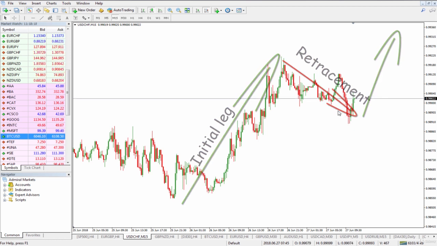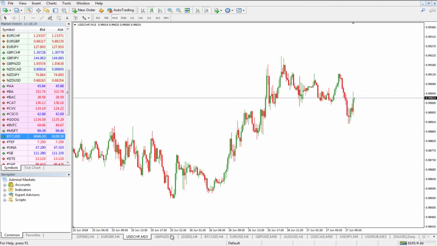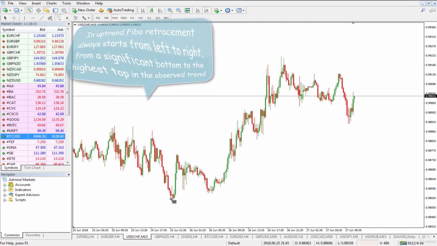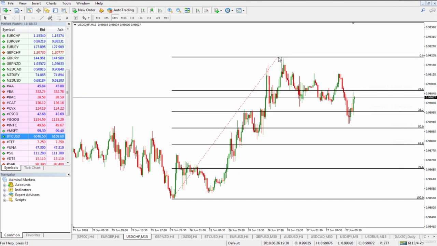Okay, the third rule. In the rising trend, Fibonacci retracement always starts from left to right, from a significant bottom to the highest top in the observed trend. Each level of the Fibonacci retracement that is below the current price represents the levels of support from which we expect the price will continue to rise.